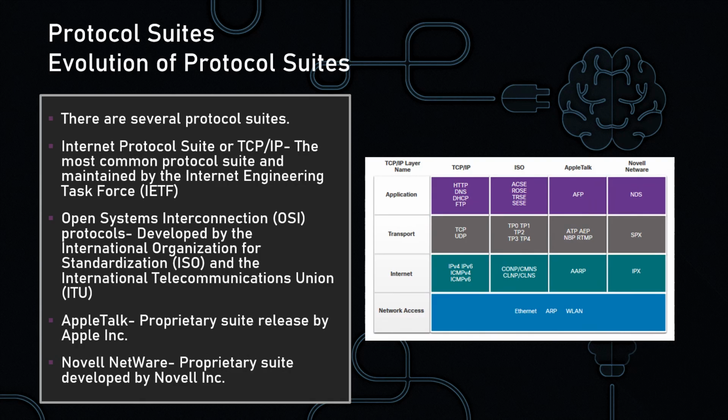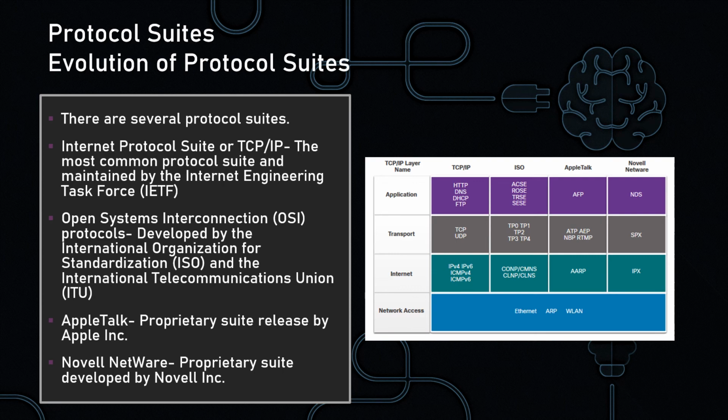Now, there are several different protocol suites out there. One of the most common ones that we deal with and constantly talk about is IP combined with TCP, or TCP/IP. So Internet Protocol and Transmission Control Protocol. This is maintained by a group called the Internet Engineering Task Force, or IETF. Open Systems Interconnection Protocols, or OSI, is developed by the International Organization for Standardization. It's based in France, so I believe that it's International Standardization Organization, but of course, different terms, close to it. As well as the ITU, or International Telecommunications Union.